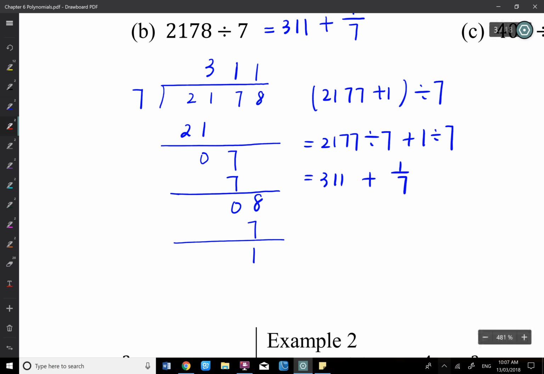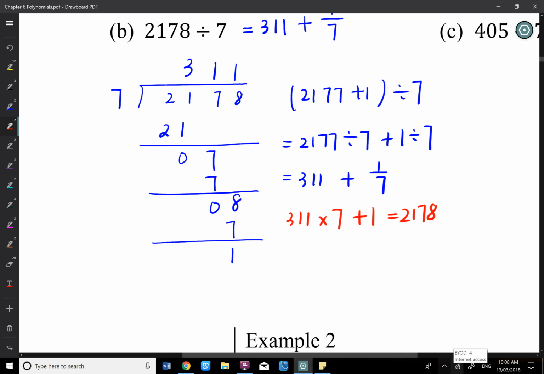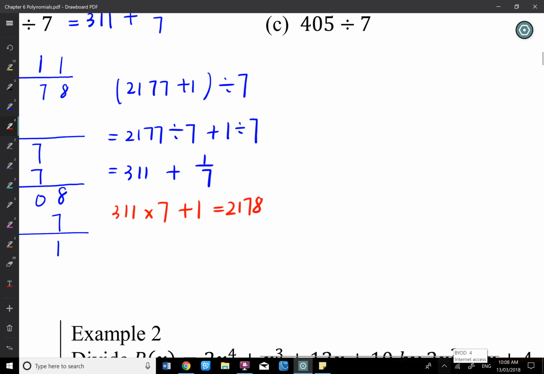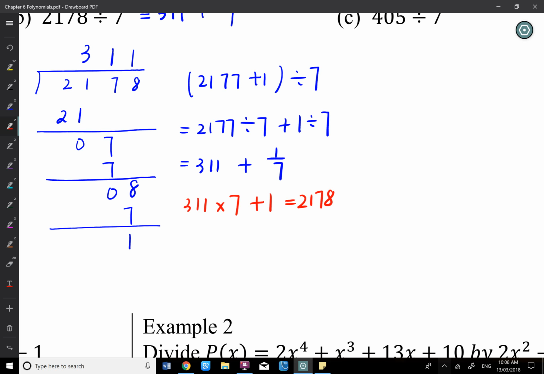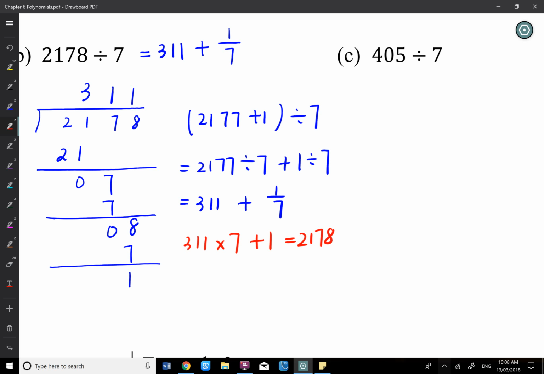But also I can write in another way, which is 311 times 7 plus 1 equals 2178. Okay, there are 311 sevens, so you times them and then plus the remainder, that should give you 2178. That's after you do long division, how you can express your answer in the right way.